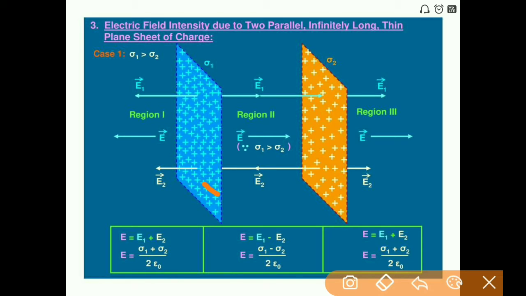This is sheet 1, this is sheet 2. Sheet 1 has the surface charge density sigma 1 and sheet 2 has the surface charge density sigma 2, and we are assuming sigma 1 is greater than sigma 2. So what is the electric field in region 1, region 2, or region 3? Let us first discuss the net electric field in region 1.